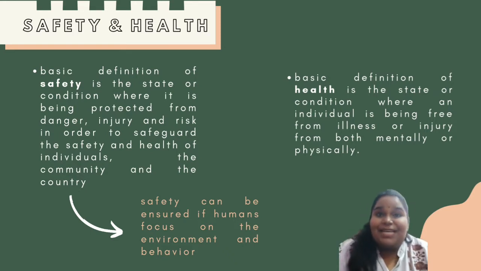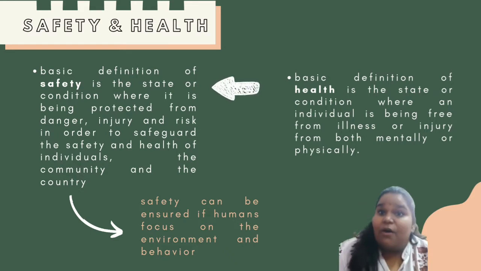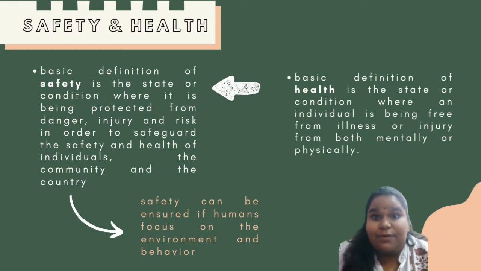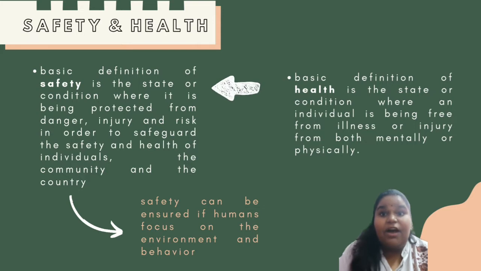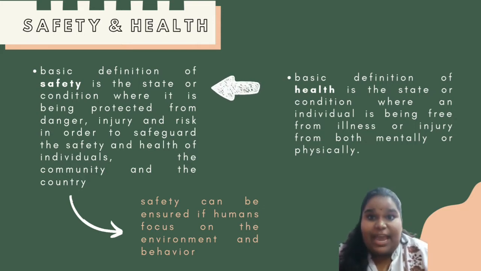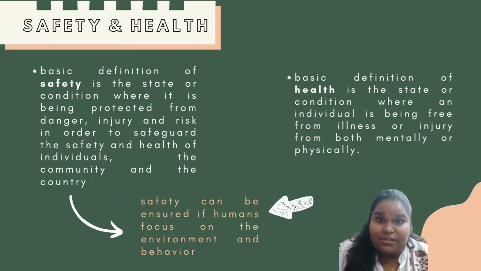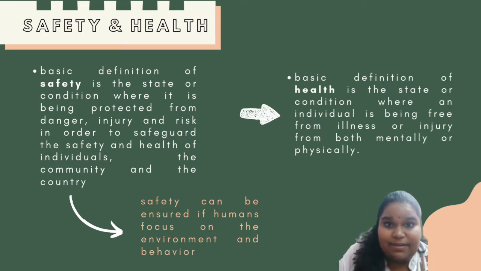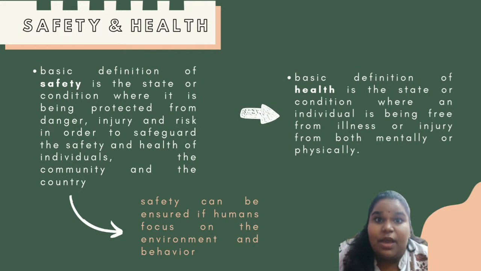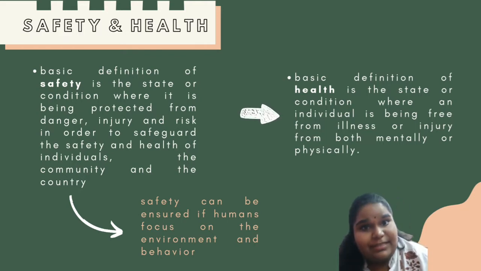Safety and health. The basic definition of safety is the state or condition of being protected from danger, injury, and risk in order to safeguard the safety and health of an individual, the community, and the country. Safety can be ensured if humans focus on the environment and behavior. And the basic definition of health is the state or condition where an individual is free from illness or injury, either mentally or physically.